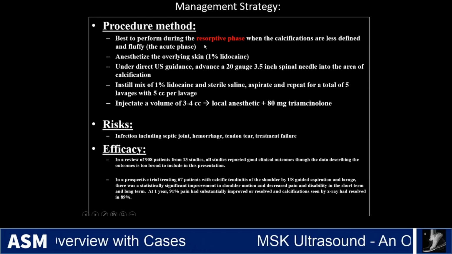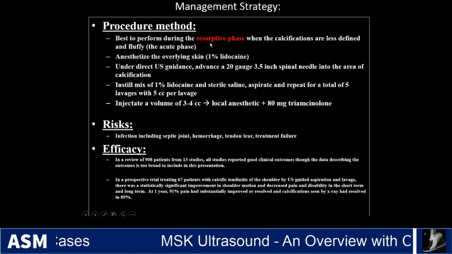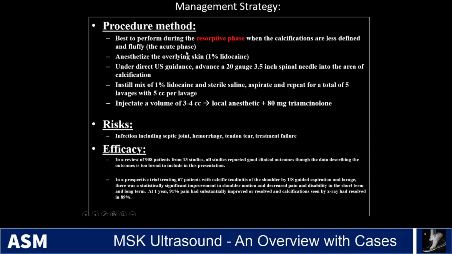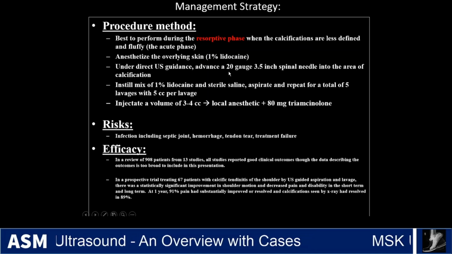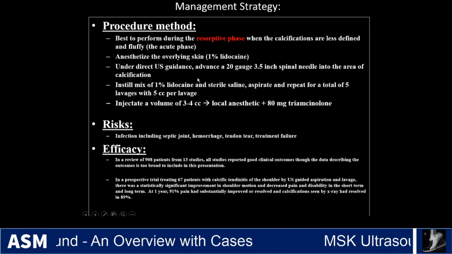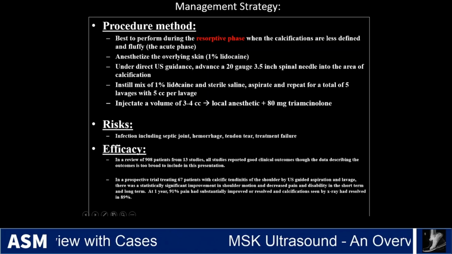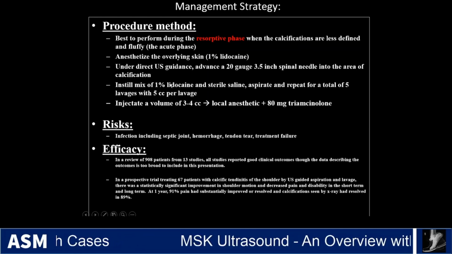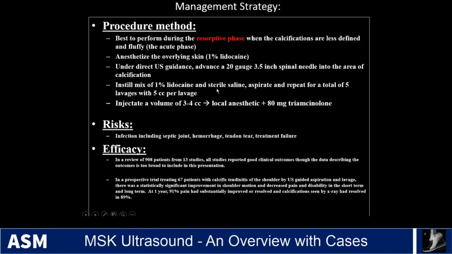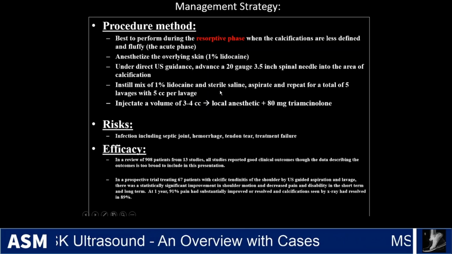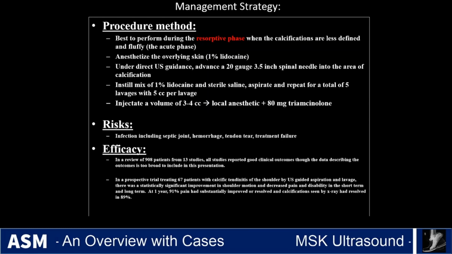But you want to perform this procedure, so-called barbotage, in the resorptive phase when the calcifications are more fluffy. It's typically more acute and easier to break up. Anesthetize the skin using the ultrasound with a spinal needle or even a shorter needle if you can reach it. Get into the center of the calcification, and then you're going to pulsate syringes, whether you use one or the multi-syringe technique, that's up to you, but you want to pulsate that calcification with a mixture of lidocaine, sterile saline, and periodically aspirate to bring that calcification out of the injured tissue and into your syringe, exchange it out for a new one, and just keep repeating that so you can clear as much as you can.